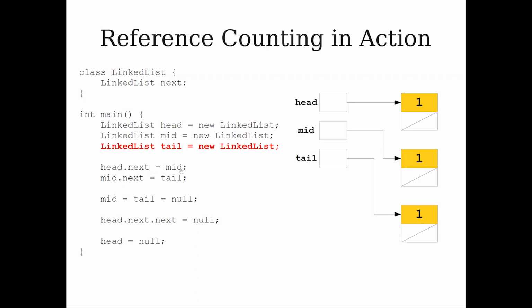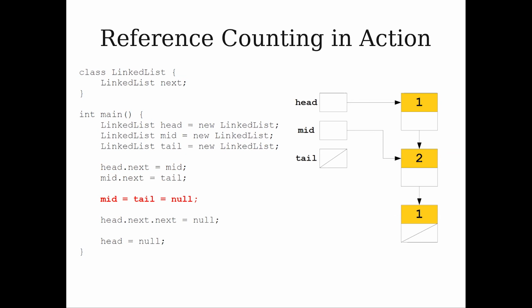Then I say head.next equal to mid. What is happening? Head is now pointing to mid using its next pointer. But then it also means that the reference count of the object referred to by mid increases by 1. Similarly for the next assignment. Now after that I set mid and tail both to null. So I am removing, retracting these references.